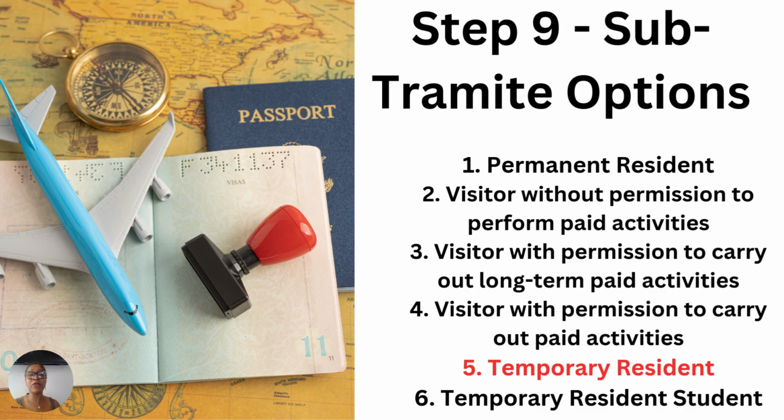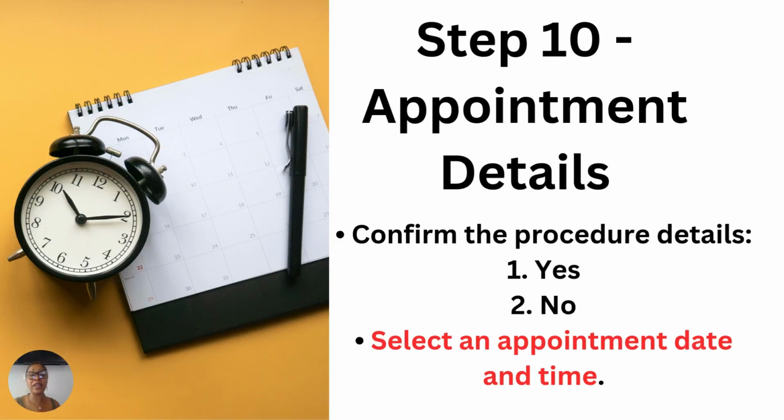Okay, now let's go to the next field, which is number 9, the Trámite option. The Trámite options are normally 1 through 6. Make sure you identify number 5, which is temporary resident. Once you choose that, you're going to go to the next field, which is your appointment details. Now, you want to confirm the procedures by saying yes or no. Yes, I want temporary residency, which is in the previous screen, right? Choose yes. Now, once you enter this information, it is going to populate 2 to 3 appointment dates and times.